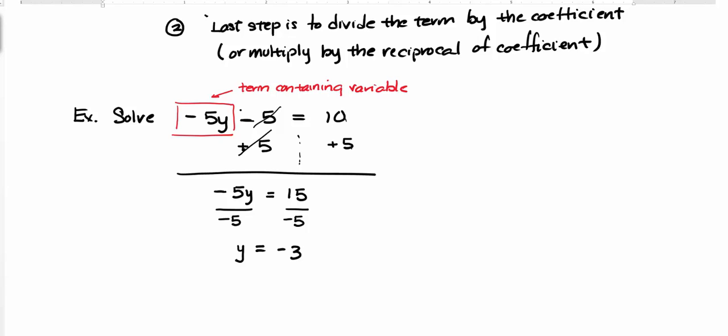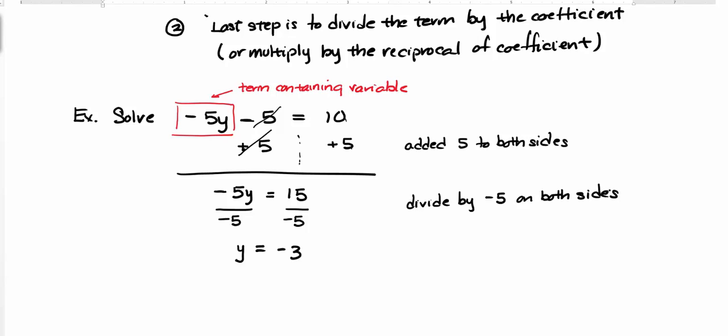So again, this was my original problem. I added 5 to both sides of the equation to get the term with the variable by itself. Then the last thing I do is divide by negative 5, which is the coefficient, on both sides, to make the coefficient 1, and I get y equals negative 3.